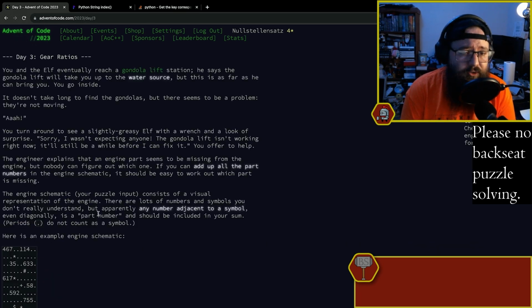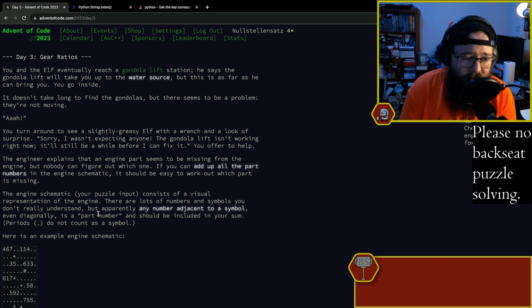You and an elf eventually reach a gondola lift station. He says the gondola lift will take you up to the water source. This is as far as he can bring you. You go inside. It doesn't take long for you to find the gondolas, but there seems to be a problem. They are not moving. You turn around to see a slightly greasy elf with a wrench and a look of surprise. Sorry, I wasn't expecting anyone. The gondola lift isn't working right now. It'll still be a while before I can fix it.